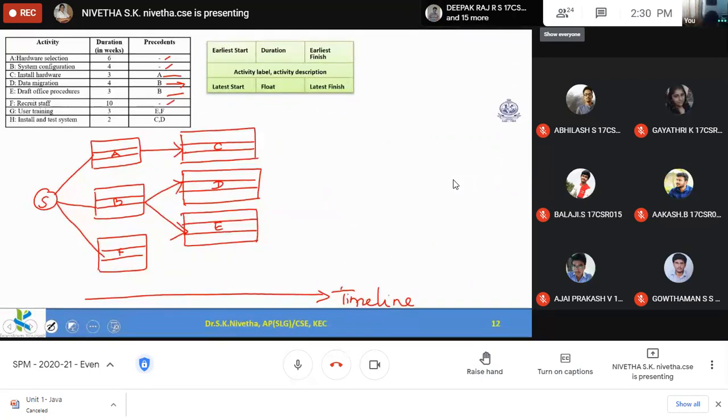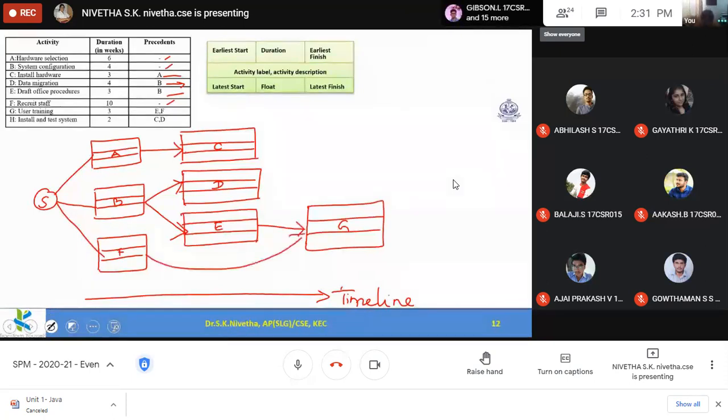It is here. And when E and F are completed, I can start G. So after E, I can start G. So I am drawing it here. This is G. So E and F both should be completed. So I am mapping these 2 activities as predecessors. E and F both are to be completed for G. And when C and D are completed, then I can start H. So activity H I am drawing here.